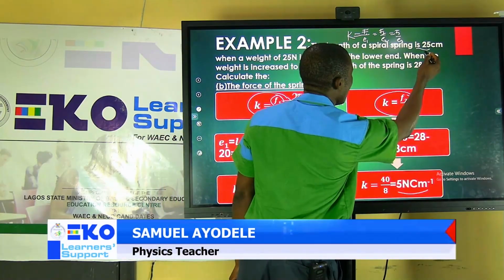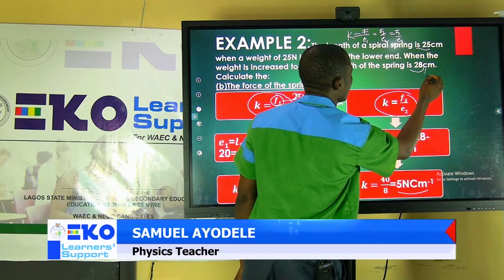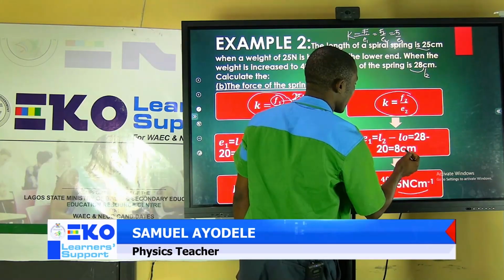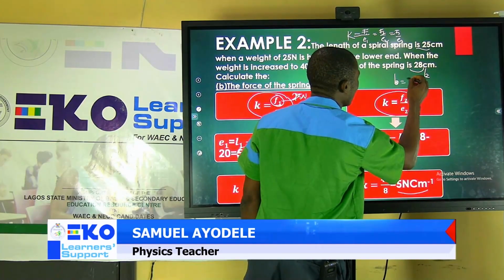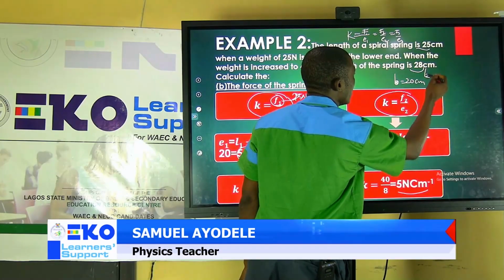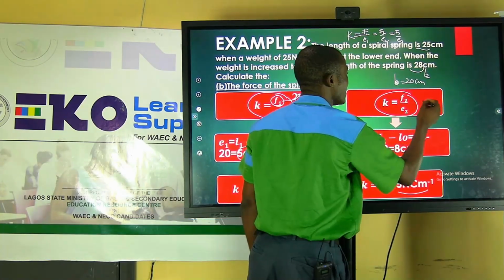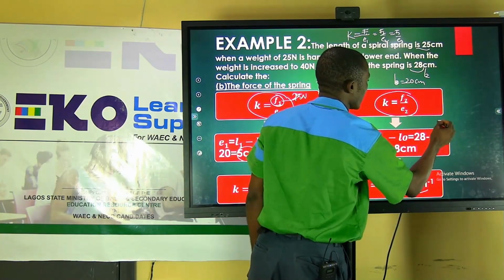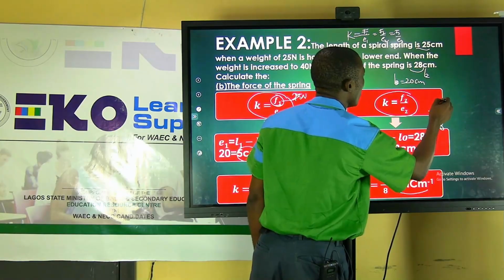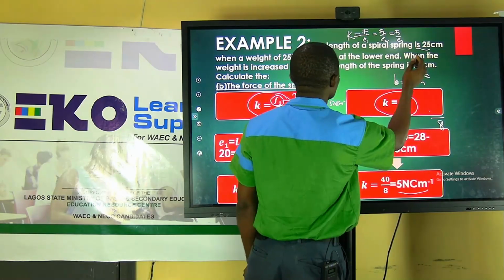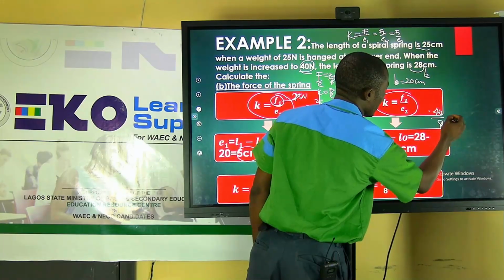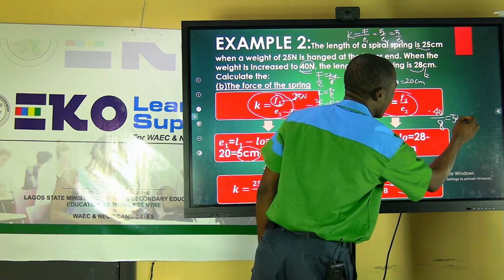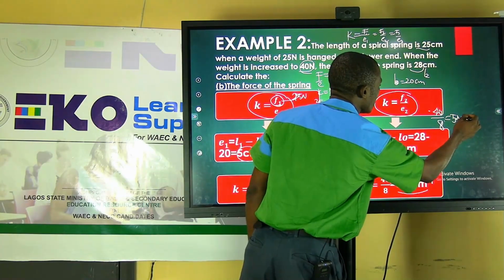The second new length is L2, which is 28. 28 minus the original length that we calculated just now, which is 20 centimeters, gives us 8. Then, what will be the numerator? That is F2, and F2 is 40 Newton. That's 40 over 8. 40 divided by 8 is 5 Newton per centimeter.